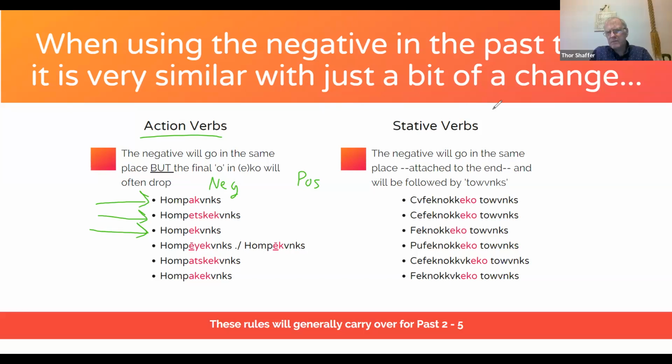Let's do this one, the we form. Hombiegunks. Nice. The positive, we did eat, hombiunks. Mvskoke. Nice. Negative, hombiegunks. Nice.